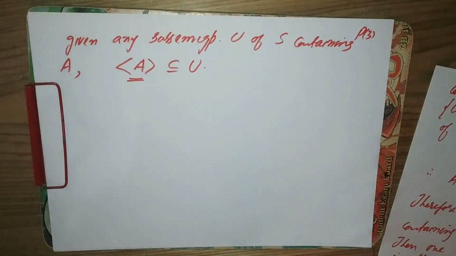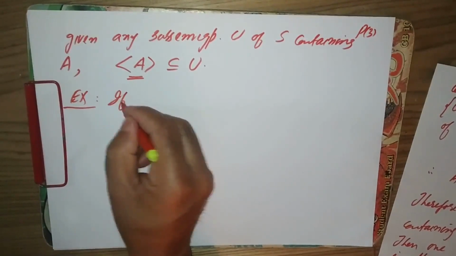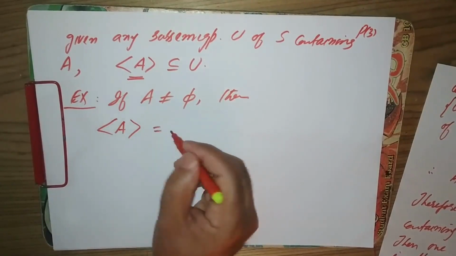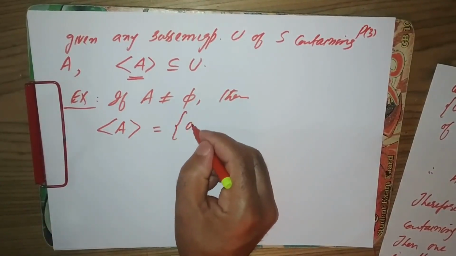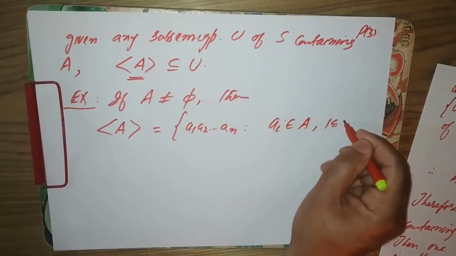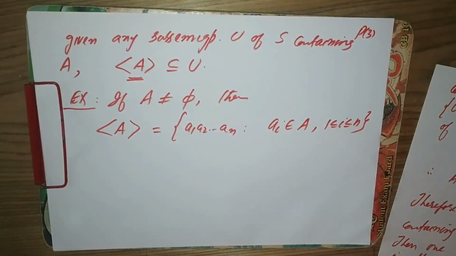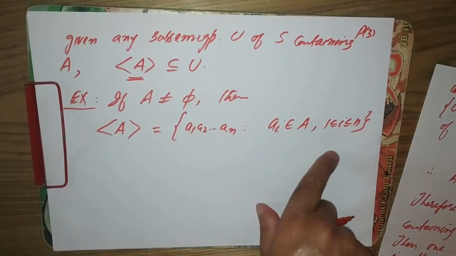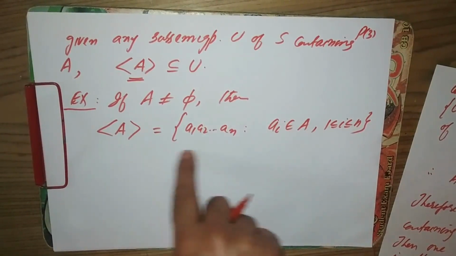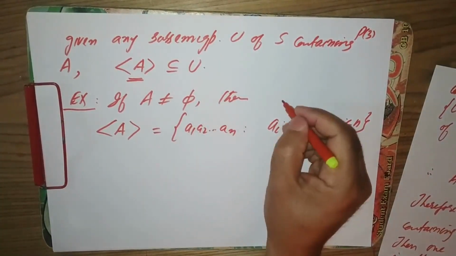So that's an exercise. If A is not empty, then you have to show that the smallest semigroup containing A is actually equal to the set of products A1, A2, up to AN, where these AIs belong to A, 1 less or equal to I less or equal to N. So in other words, you have to show that this is the smallest subsemigroup of S containing A. If you prove that this one is also the smallest subsemigroup of S containing A, then these two are equal.